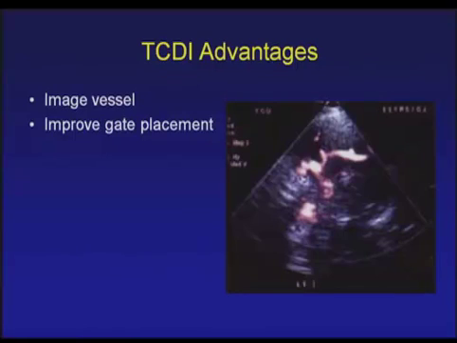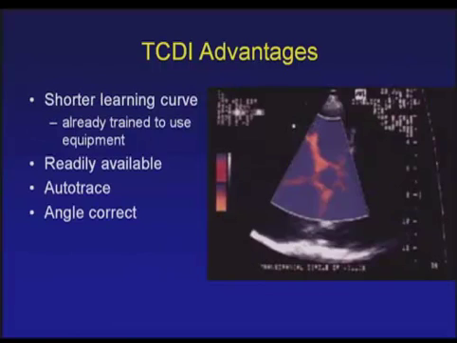So what are advantages of the imaging approach? Well, one can actually see the vessel, so quickly place the gate with higher confidence of what vessel you're seeing. It is a shorter learning curve, and most radiology departments have these transducers available. One can auto trace and, if necessary, can angle correct.